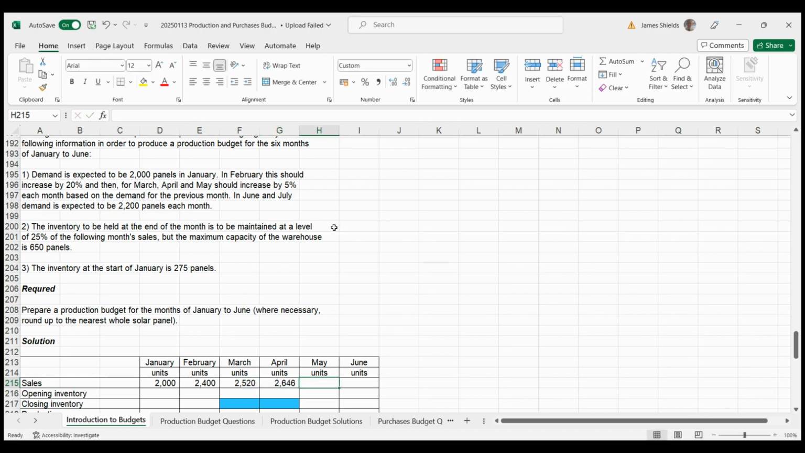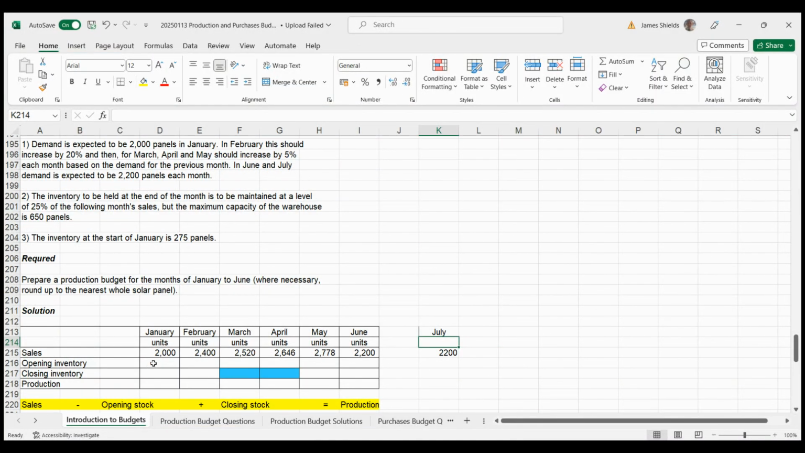May, yeah, it's increased again by 5%. So it's 2,646 times 1.05. And in June it says they might expect to be 2,200 panels per month. So 2,200 panels per month. Now that's over here. I'm going to make a note for July in case I need it. It's going to be 2,200 panels a month as well. So let's note down July there.